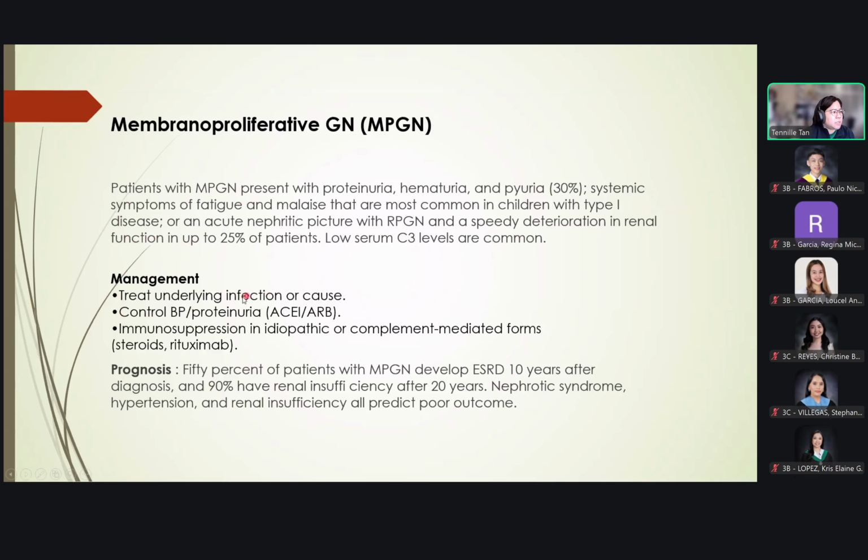So management here is to treat the underlying infection or cause. You control the BP and the proteinuria with your ACE inhibitors or ARBs. Immunosuppression in idiopathic or complement-mediated forms includes your steroids and rituximab. For prognosis, about 50% of patients with MPGN develop ESRD within 10 years after diagnosis, and 90% have renal insufficiency after 20 years. Nephrotic syndrome, hypertension, and renal insufficiency all predict a poor outcome.